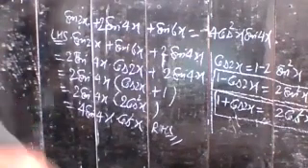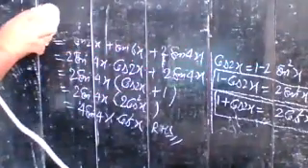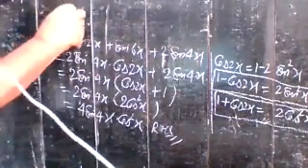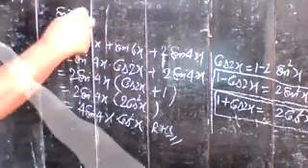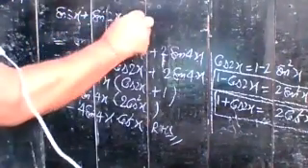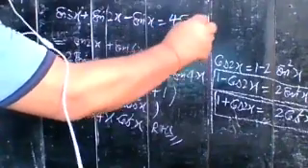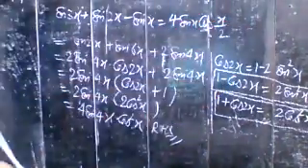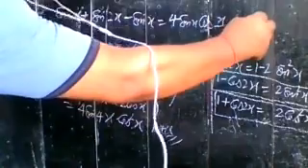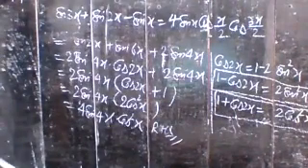In the same way, write the next question. Prove that sine 3x plus sine 2x minus sine x is equal to 4 sine x cos (x by 2) cos (3x by 2). You have to prove this result.